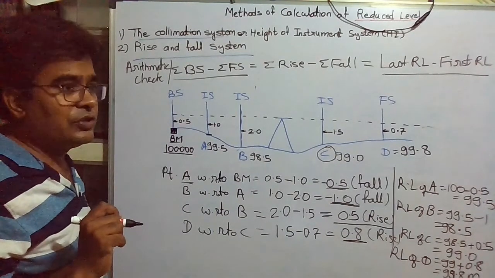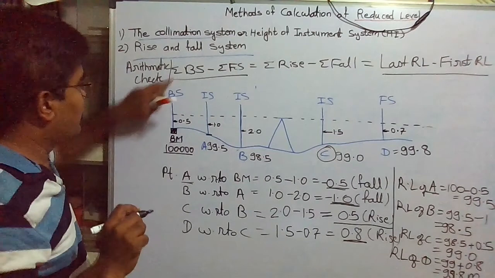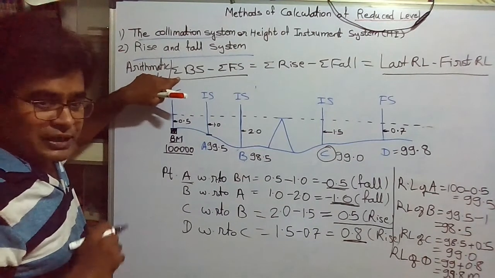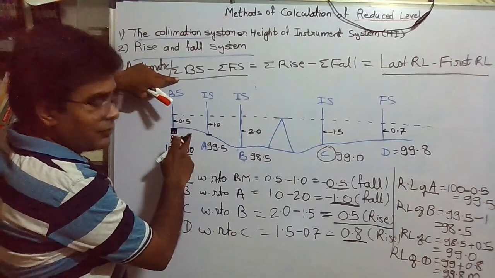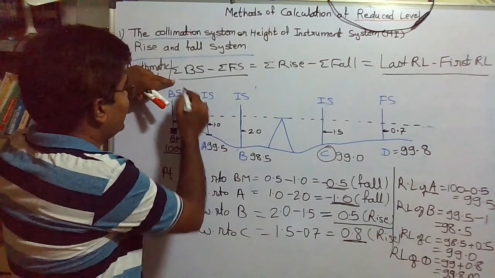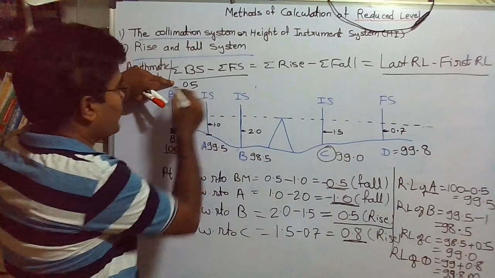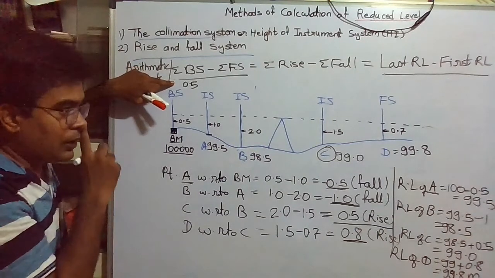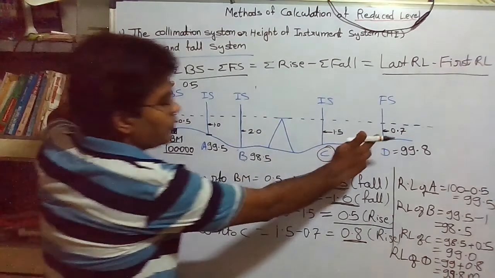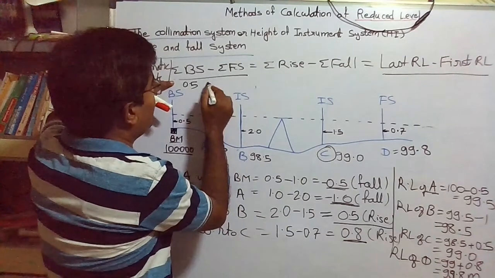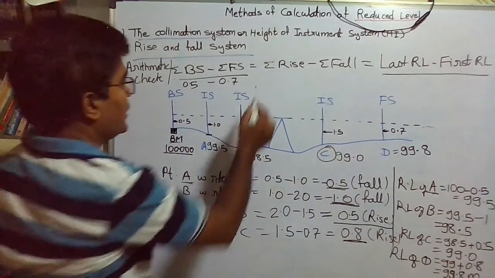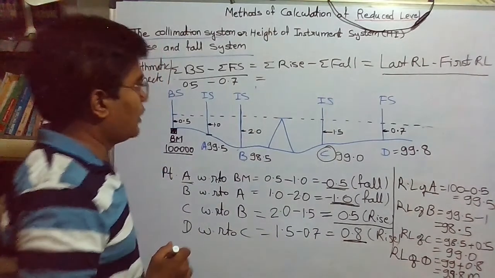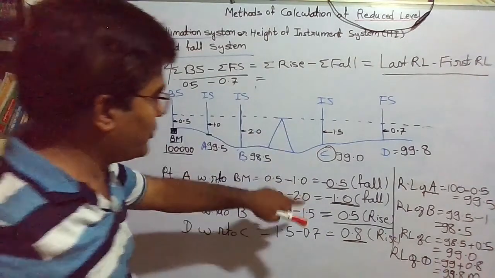We will just see if our calculations are wrong or right. Here, what is our backsight reading? Summation of backsight, there is only one backsight. So what is our summation of backsight? It is 0.5. Okay. So here, what is summation of foresight? Here there is only one foresight. So our foresight is 0.7. Okay. What is our summation of rise?